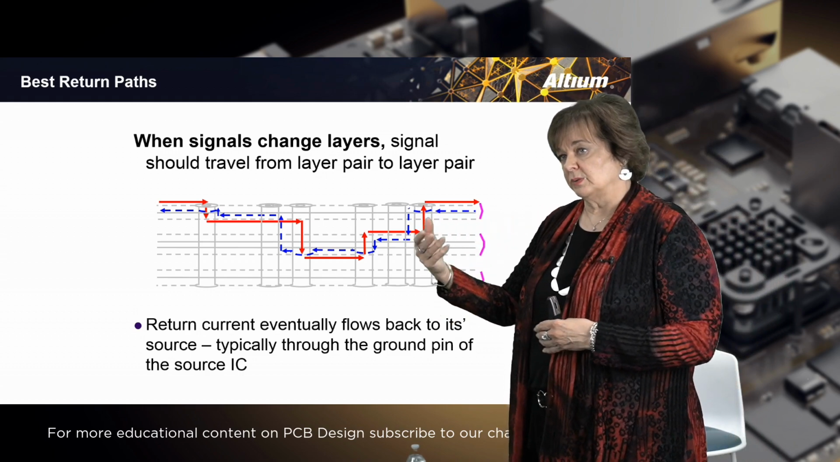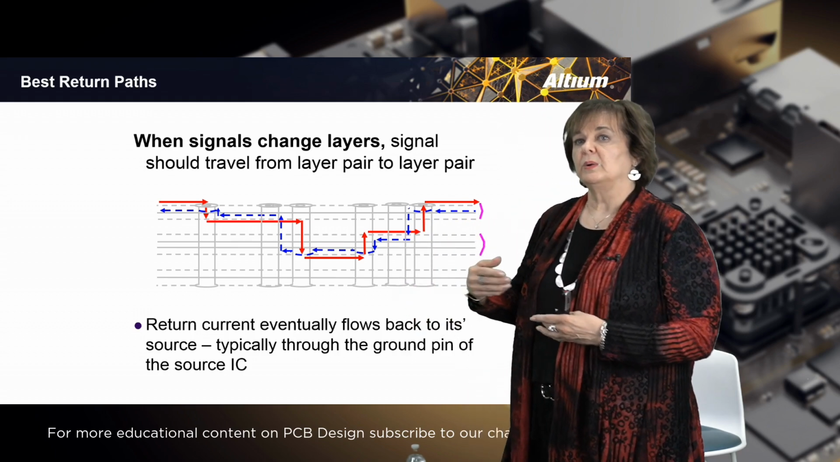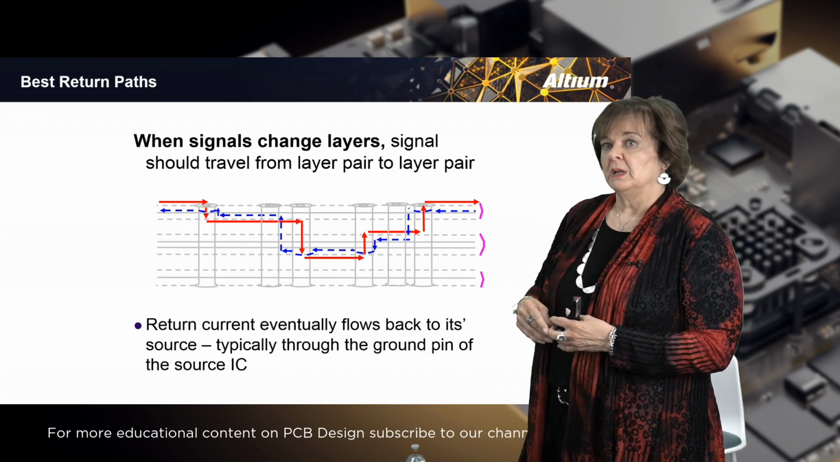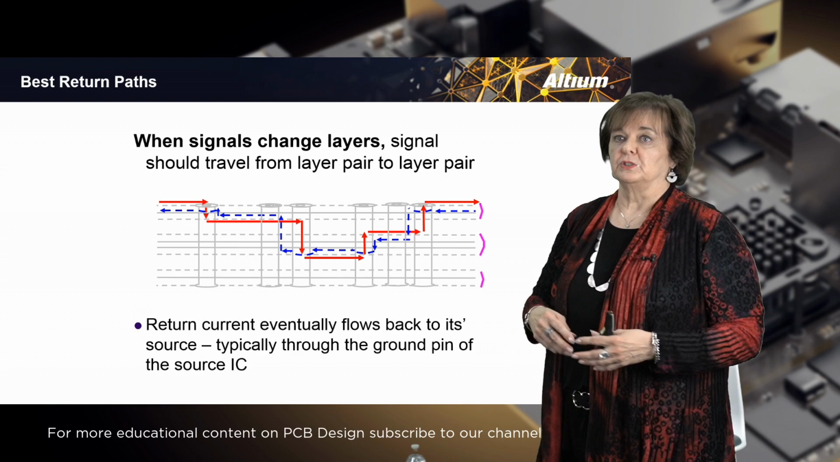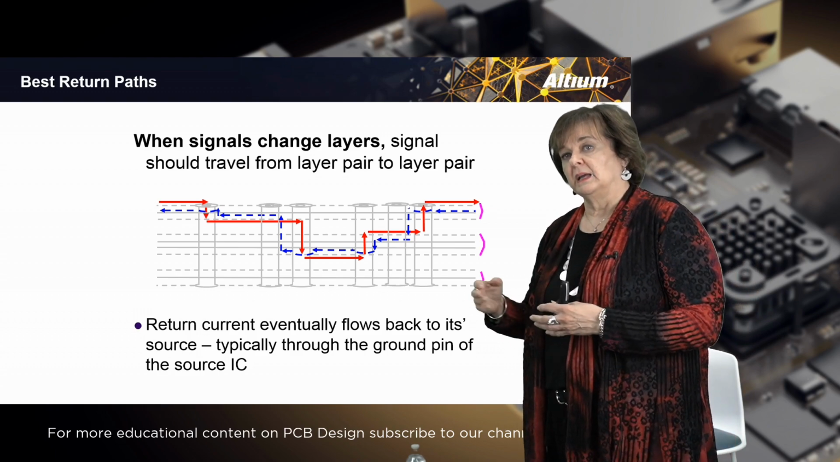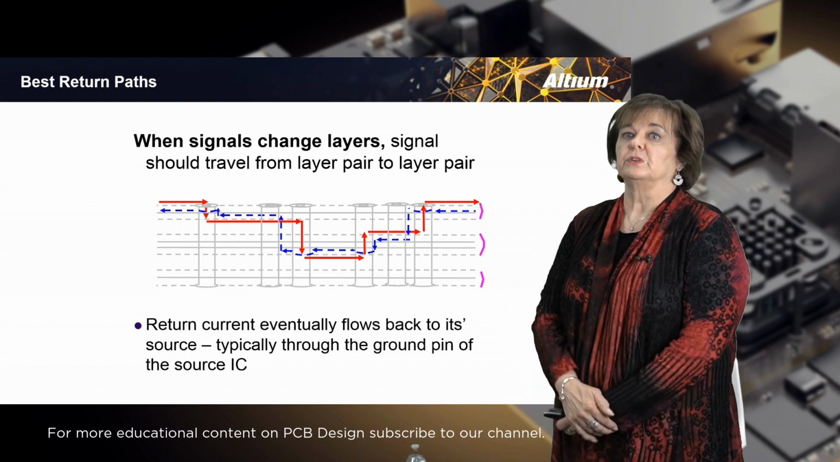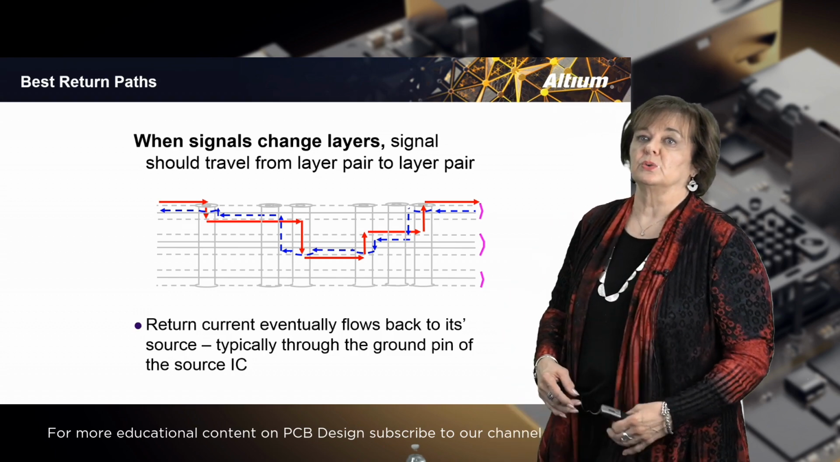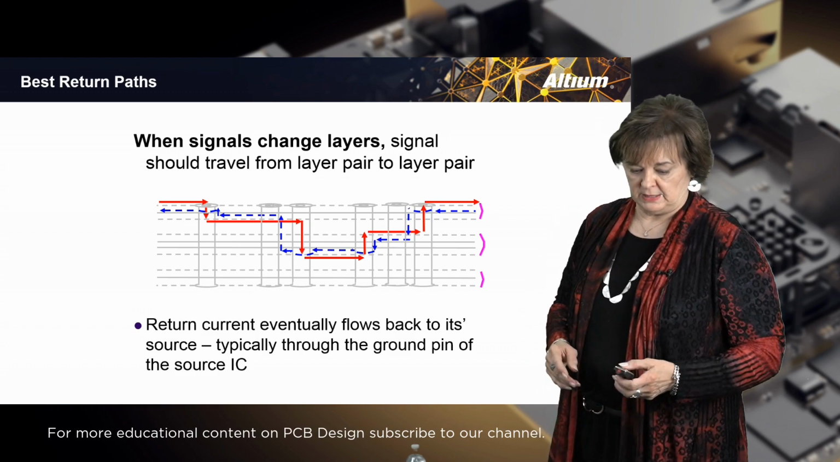So if you can route in that kind of a manner, going from layer pair to layer pair, always keeping in mind where the return path is, then that's the best way to account for the energy for that particular signal and keep it flowing in the manner that you want it to flow. The return current will eventually flow back to the source, typically through the ground pin of the source IC.